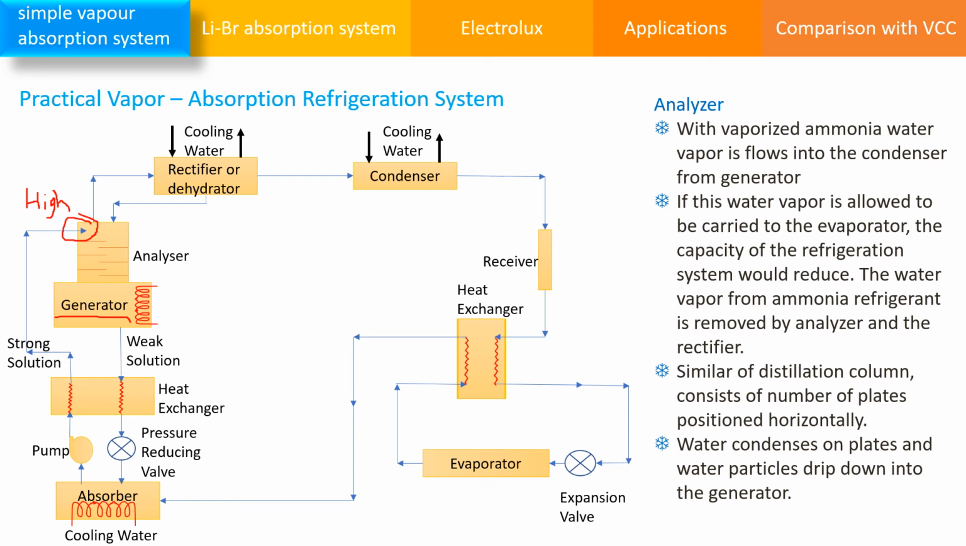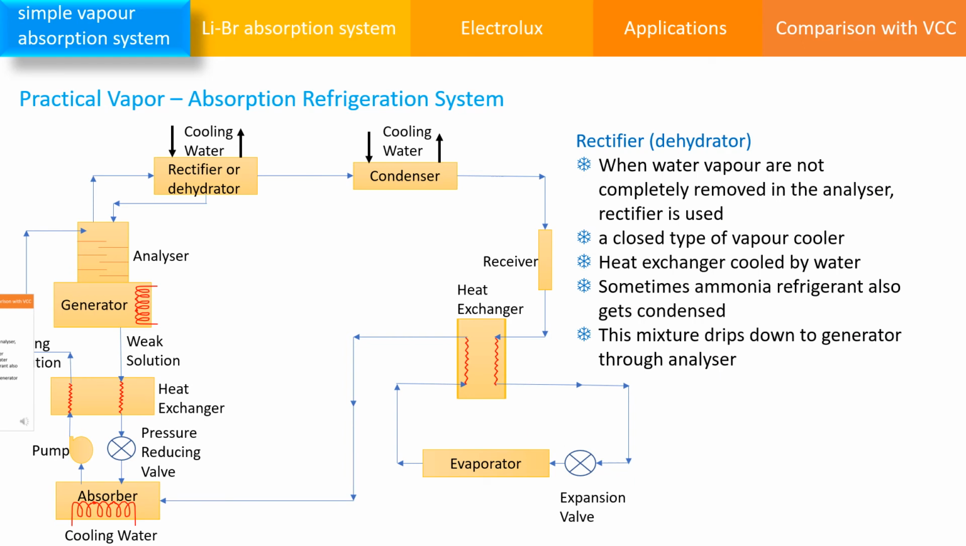For converting this water vapor back to water and dripping it down to the analyzer, we use a rectifier. But the analyzer is like a distillation column, it just contains alternate horizontal plates. We will move to the rectifier. So when water vapors are not completely removed in the analyzer, the rectifier is used. It is a kind of dehydrator or cooler which cools the water vapor and drips down the remaining water through the analyzer to the generator to create the weak solution part.